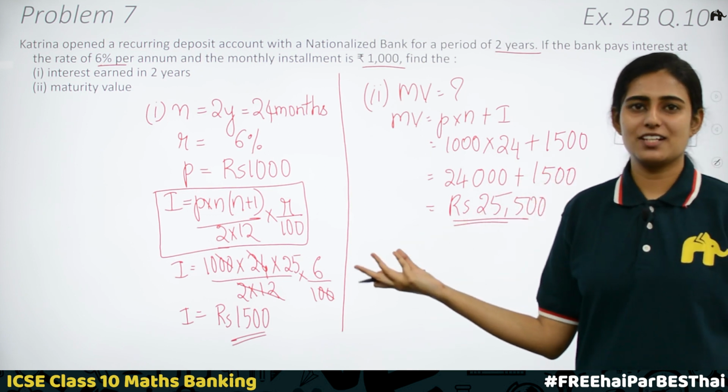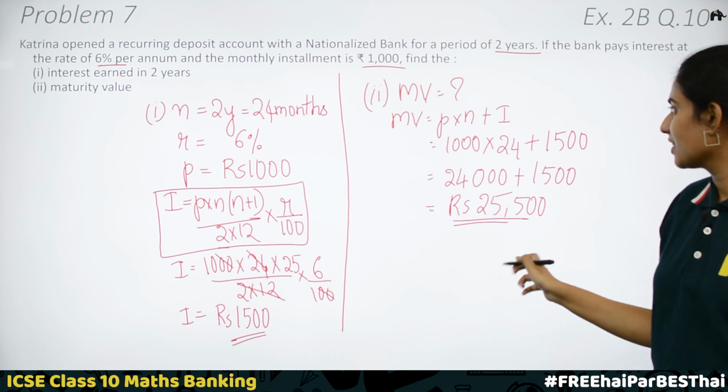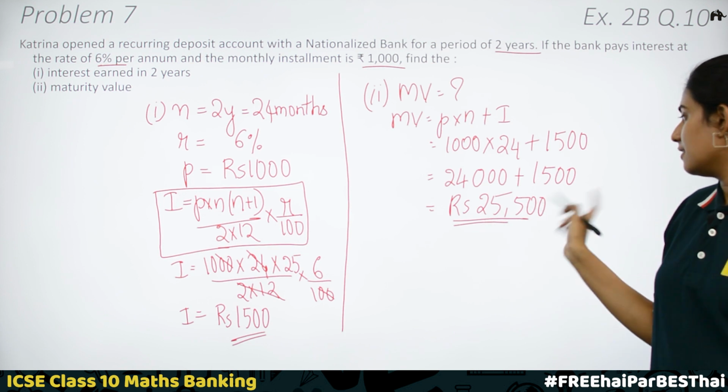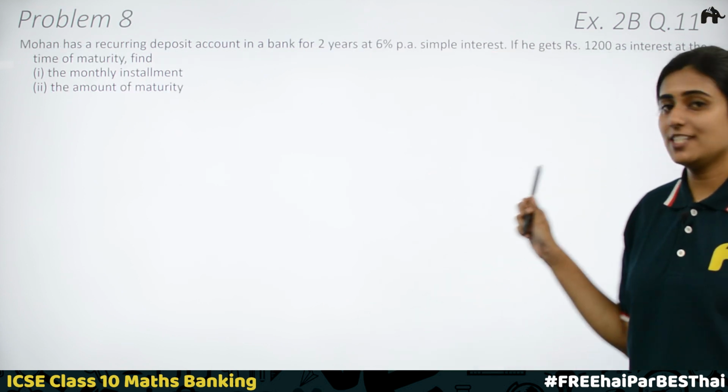Here in this question, the calculation was somewhat simple, right? We didn't have any complicated calculations here. So your final answer, maturity value is rupees 25,500. Here is our last question for this session.